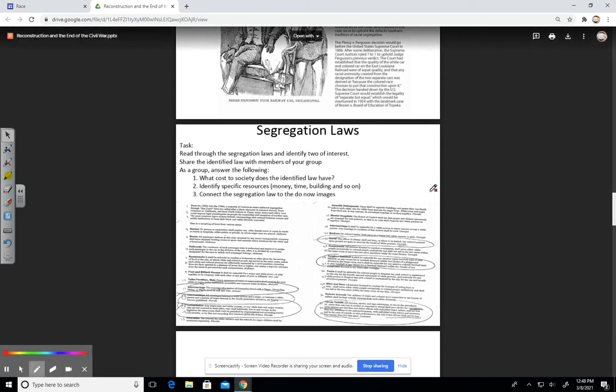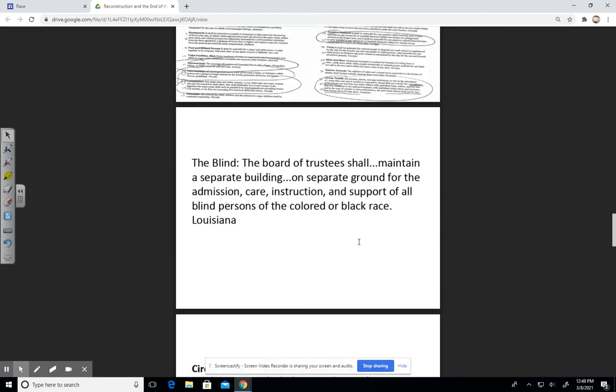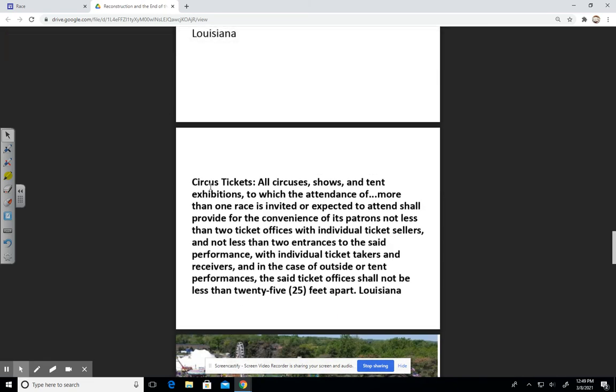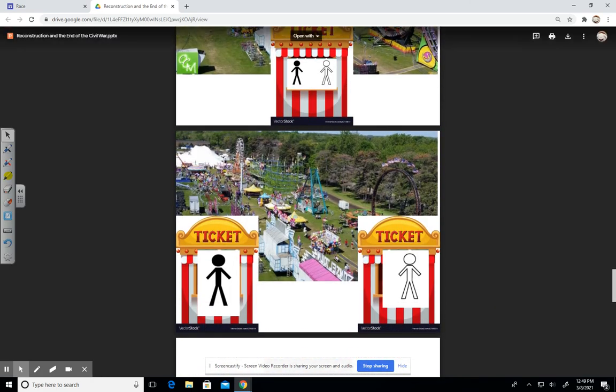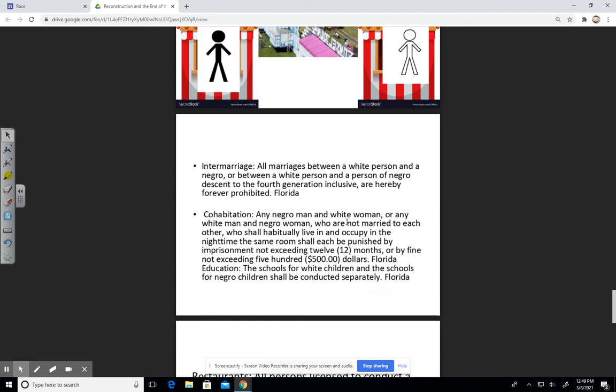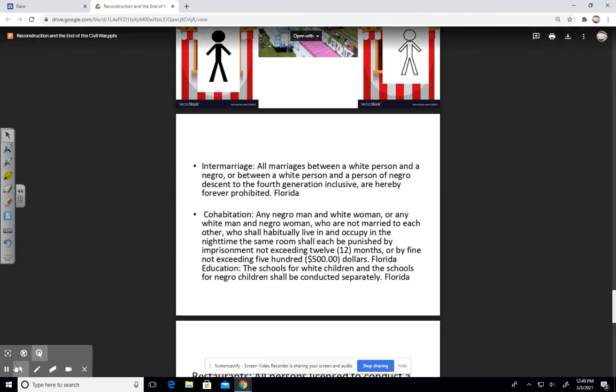And when we look at this particular sheet, we see there's a law for nurses, buses, railroads, restaurants, pool, billiards, parks, amateur baseball, barbers, intermarriage, and so on. So we'll look at these in more detail in a later class. A couple of ones that I'd zoom in on here would be the law here from Louisiana for the blind. Here we have another one involving circus tickets, where you have to have separate ticket booths for the two races.